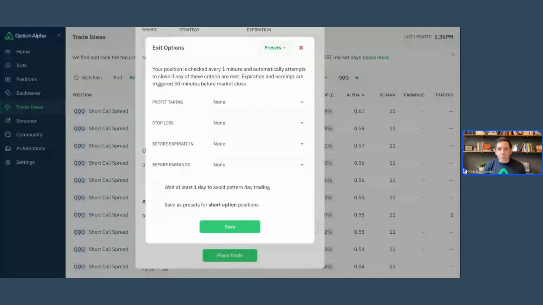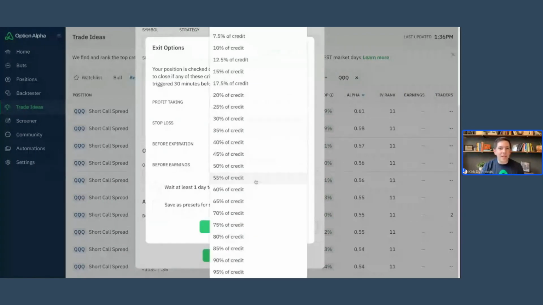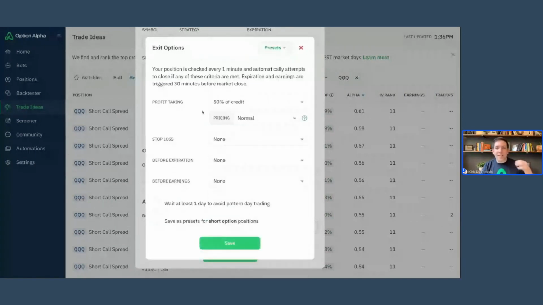So now you remove the emotion, you set your exit options, and those exit options will be checked every minute that the bot or the trade is open. So for my exit options, I could set something like, I want to take profits at 50% of the credit. So if I take in a credit of $1, when the position gets to 50 cents, I want to take profits. And that's completely automated.